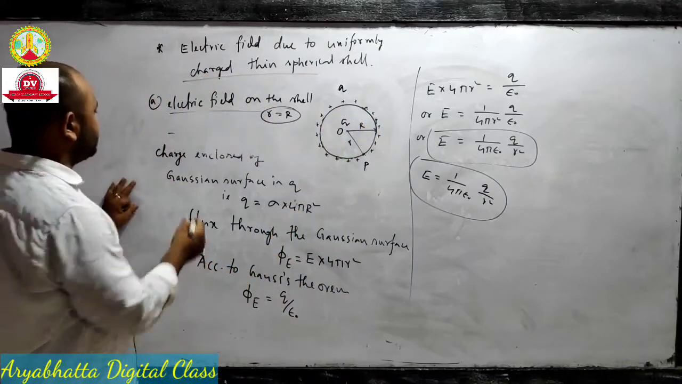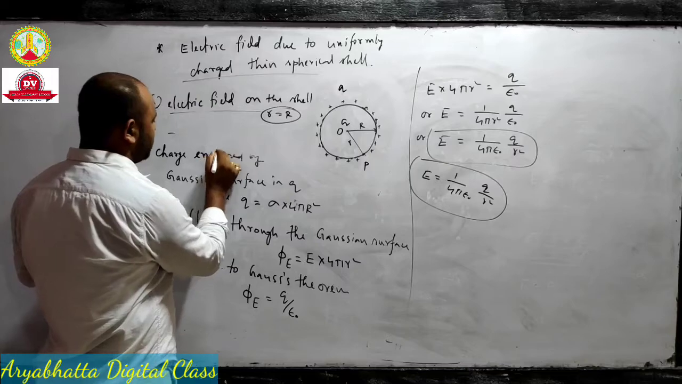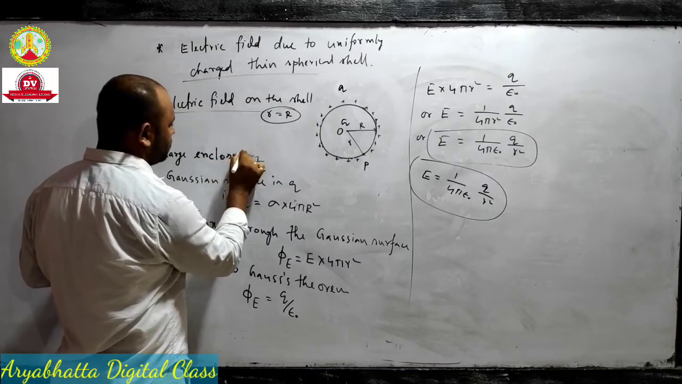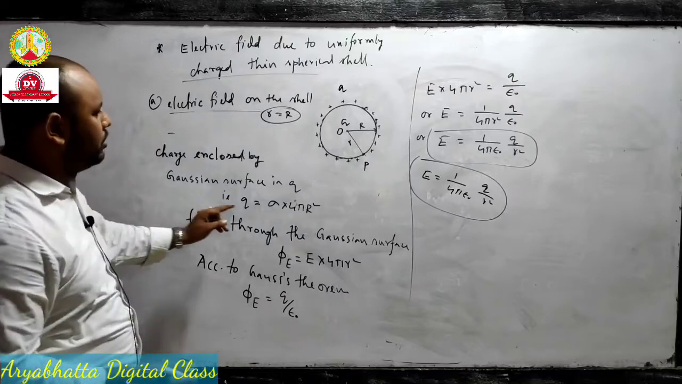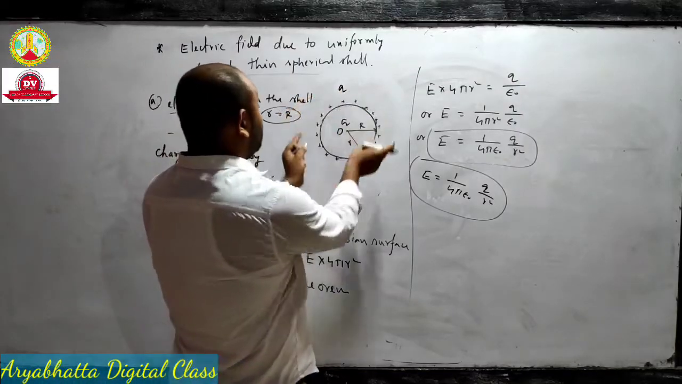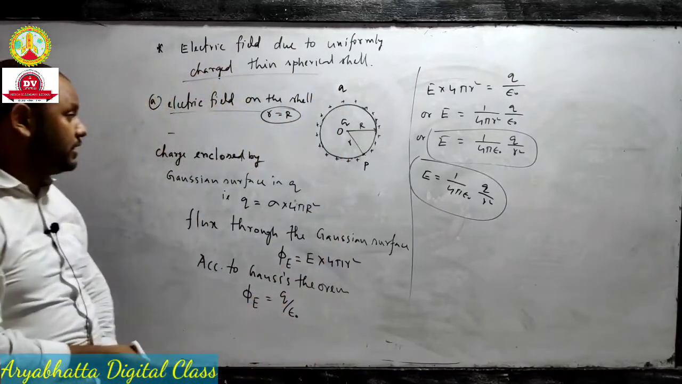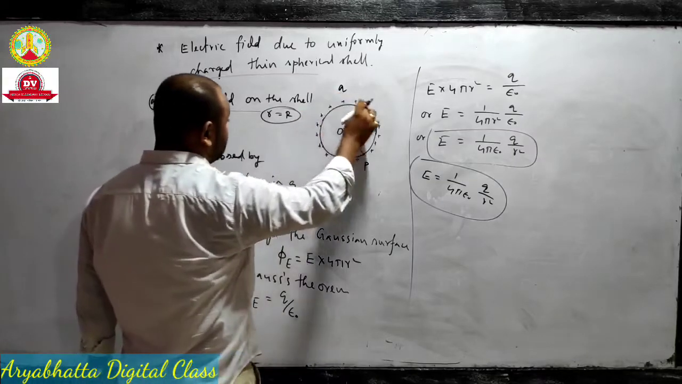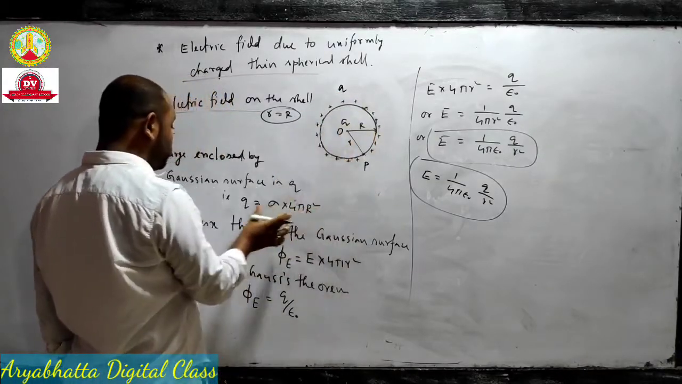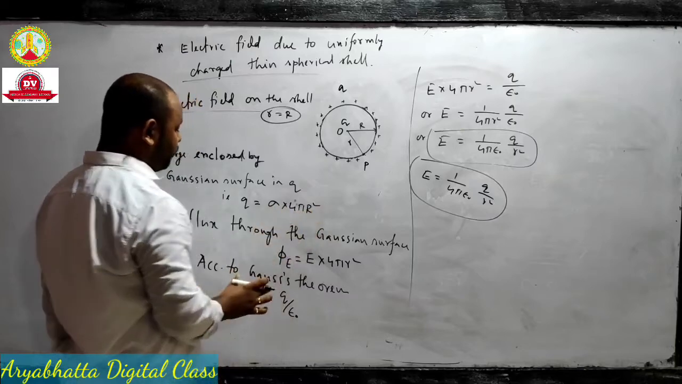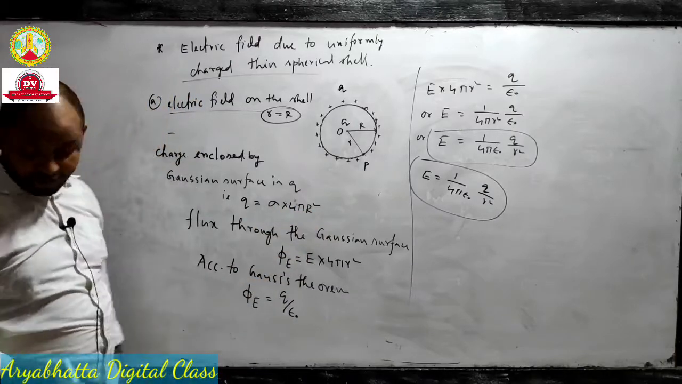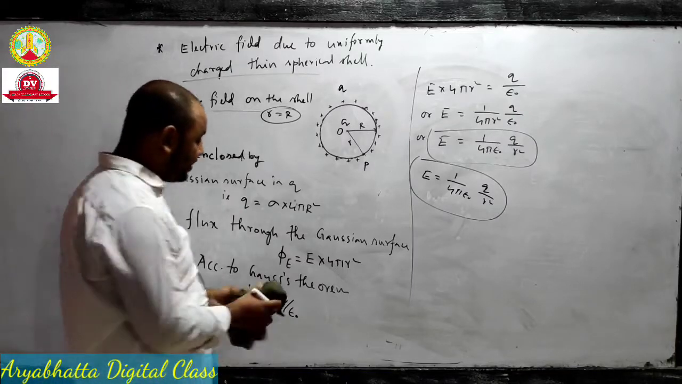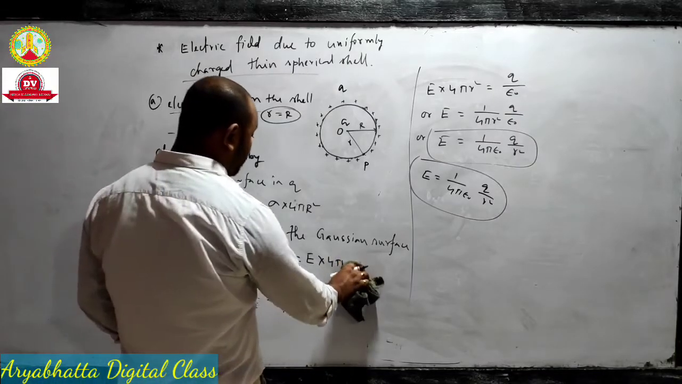The charge enclosed by the Gaussian surface will be how much? Here the Gaussian surface will just enclose the whole charge, which will be equal to sigma into 4 pi r square. And the flux through the Gaussian surface will be how much? The flux through the Gaussian surface phi is equal to E into 4 pi r square.